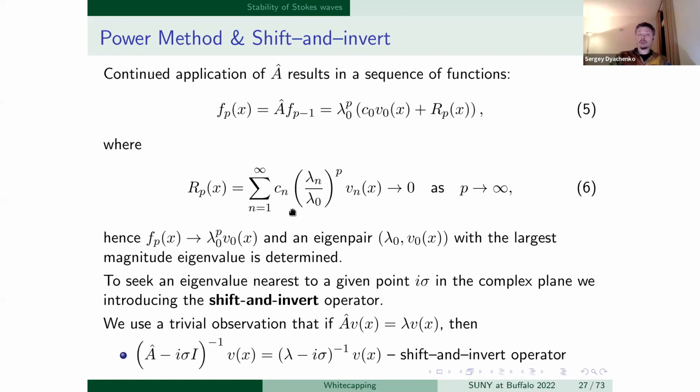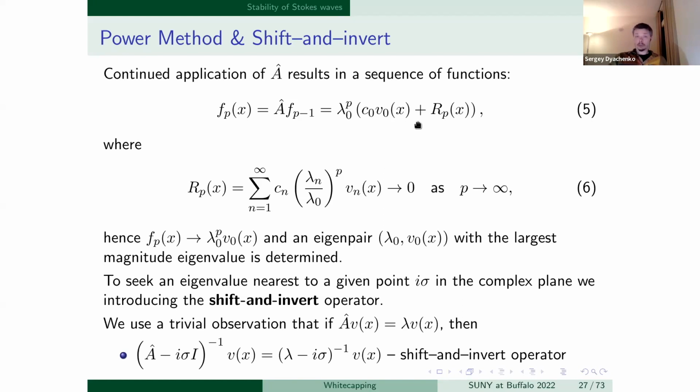And this remainder will have the following form. It's a ratio of lambda n to lambda naught. And remember that lambda n is less than lambda naught in magnitude. So this coefficient, lambda n to lambda naught in magnitude, is less than 1. When you raise it to a large power p, it vanishes, right? The larger p you take, the smaller this coefficient becomes. So essentially this Rp becomes negligible compared to the contribution from C0 V0.